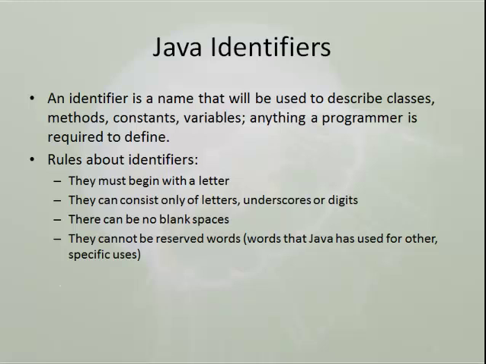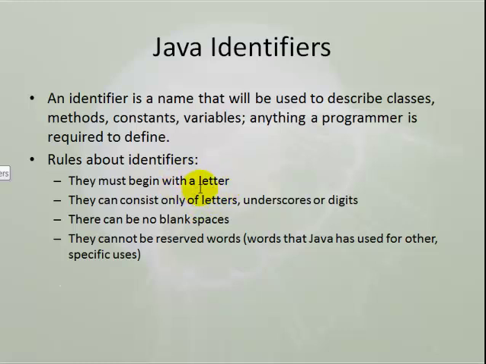make variables and give them identifiers, but eventually we will have identifiers for constants, for methods, which are subroutines, and classes. There are very specific rules about identifiers, and I'll underline them.